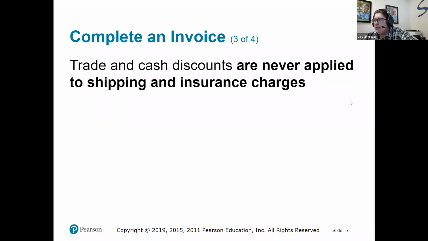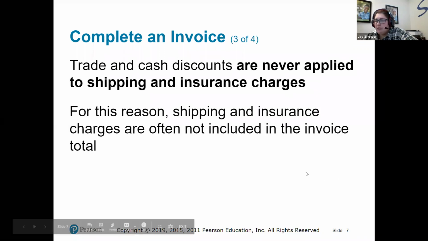Trade and cash discounts are never applied to shipping and insurance charges. So if you're told that you're going to get a portion off because you traded something in, or a cash discount, don't ever think that it'll apply to your shipping or your insurance charges.